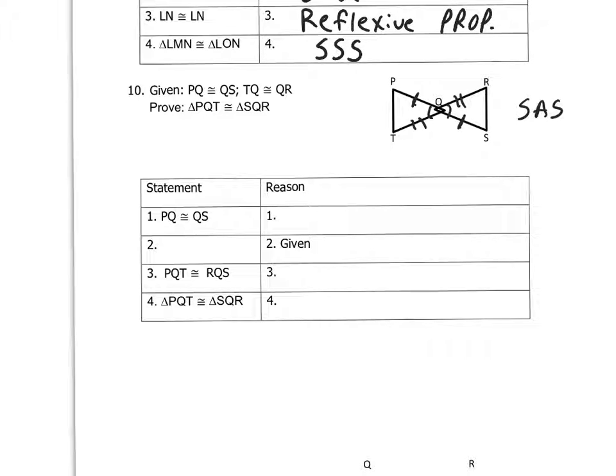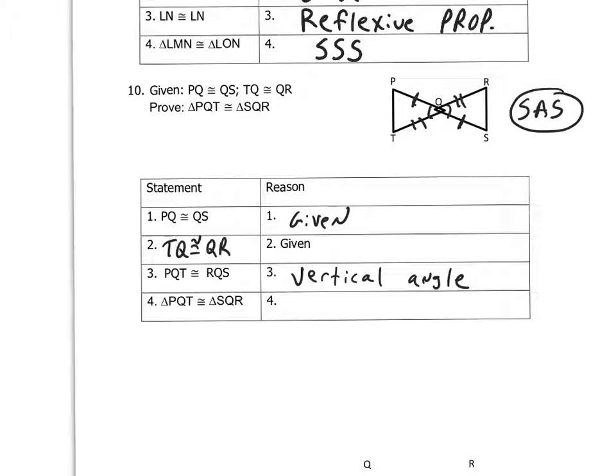So we have PQ is congruent to QS, that's given. We have another reason without a statement, it says given, so the other given is that TQ is congruent to QR. Then we have PQT is congruent to RQS, that's our vertical angle. And then we have our triangle congruence statement, which we figured out from the picture was SAS.